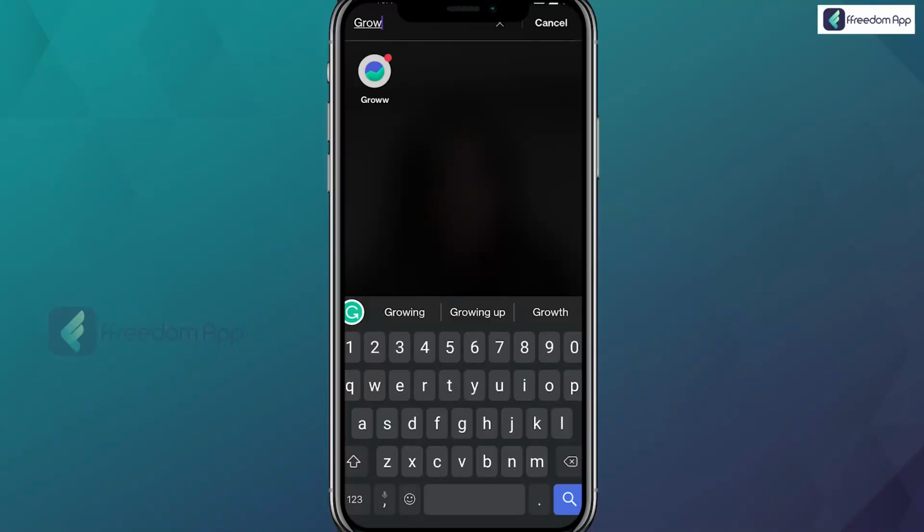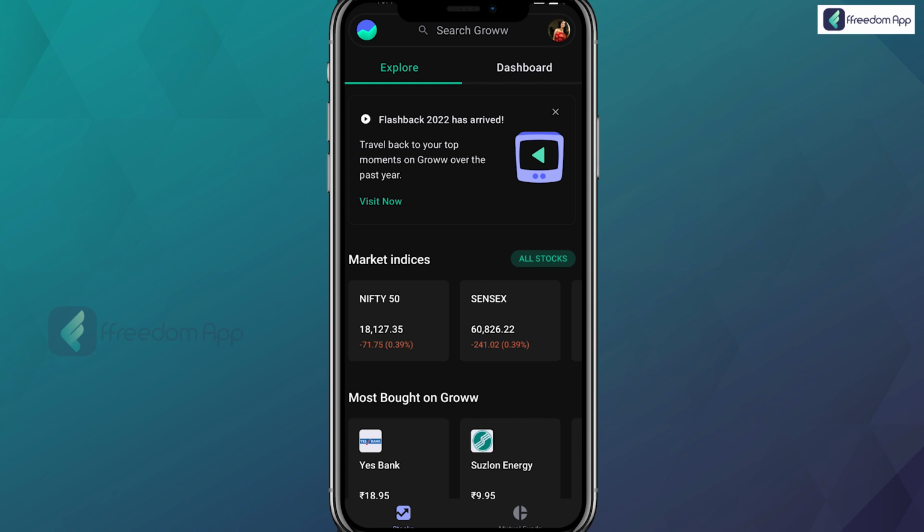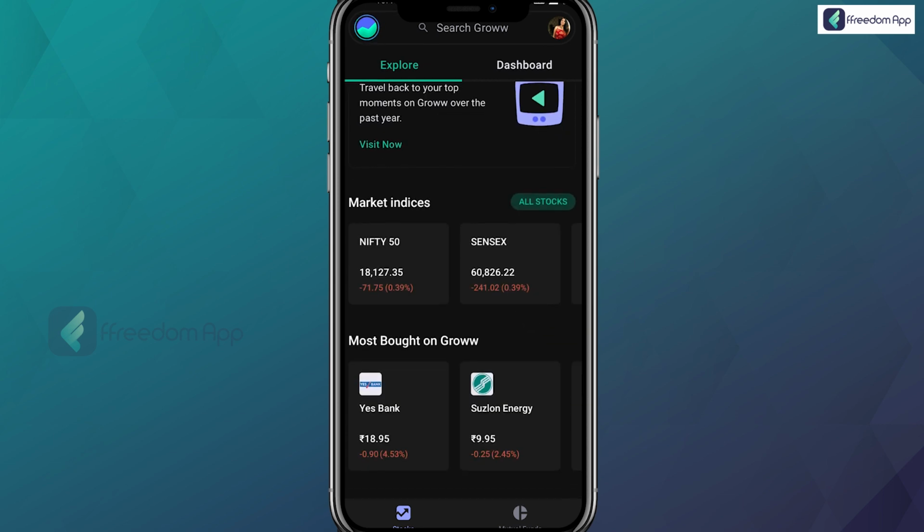So now I'm using Groww. I'm opening the Groww app. Once I've authenticated, it opens like this. Here first you can see the indicators. So we know what is Nifty 50 and Sensex, correct? Nifty 50 is the indicator of NSE, which is the National Stock Exchange, and Sensex is the indicator of BSE, which is the Bombay Stock Exchange.